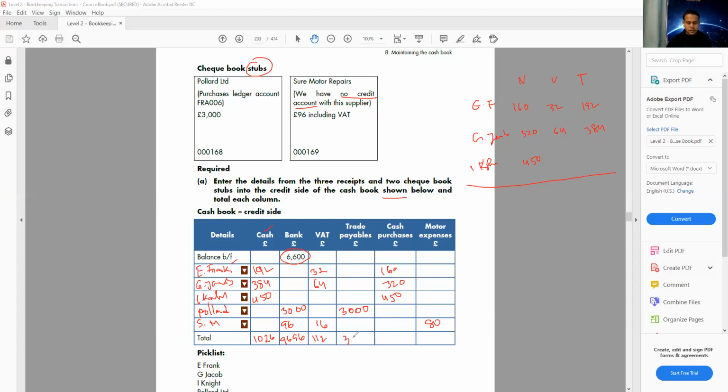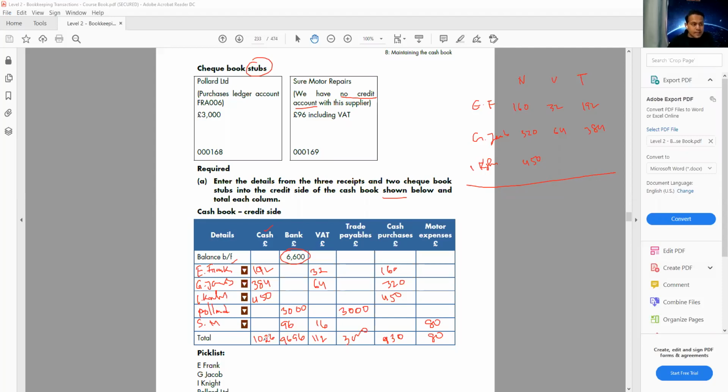So 3,000. And cash purchase. How much is the cash purchase? 930. Okay, good. And our motor expense 80. So from here, all we need to remember is our cash and bank balance because we need it. Cash and bank balance will be very, very important because in the exam, they'll ask you at the end how much is the cash balance and how much is the bank balance.